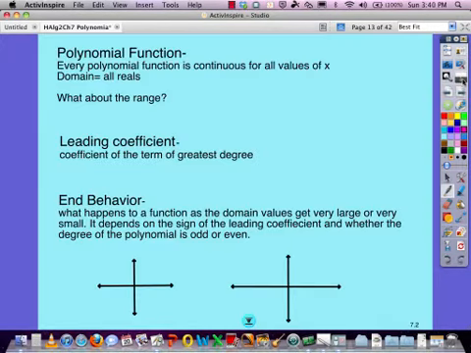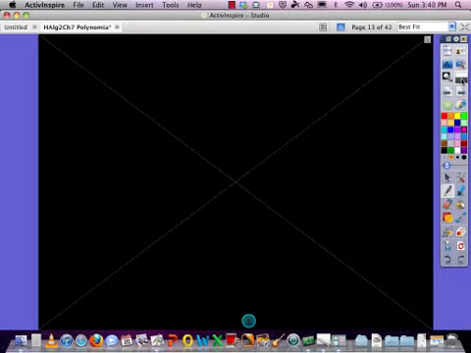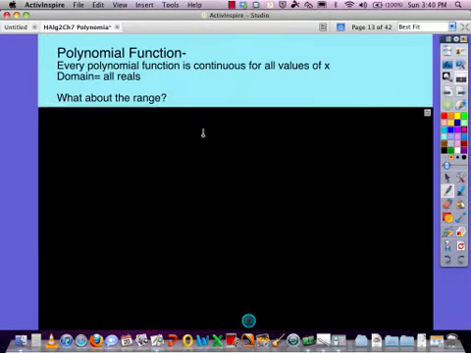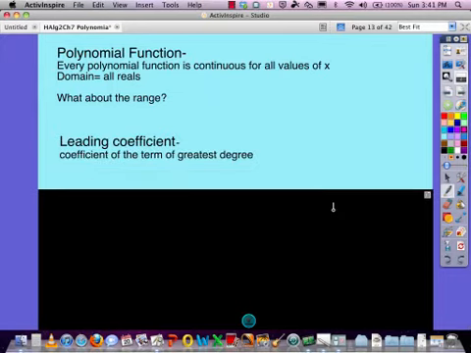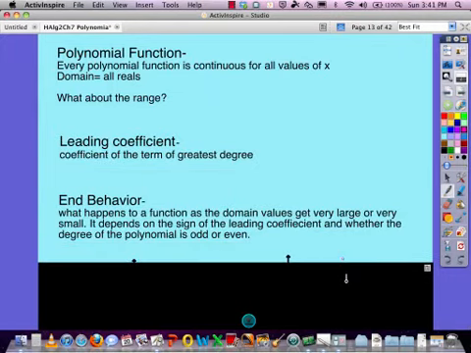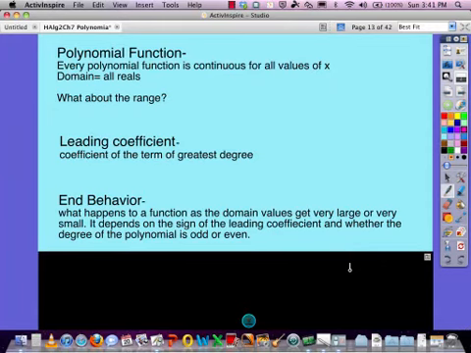So from here, let's go to a polynomial function. Every polynomial function is continuous for all values of x. So the domain is all real numbers. What about the range? If you have polynomial functions, they will have a range to them, and it sort of depends.